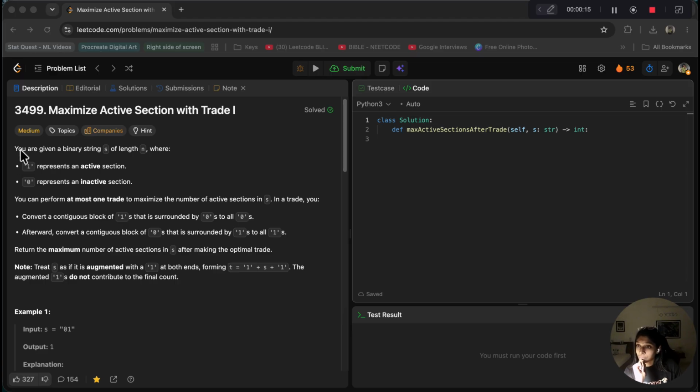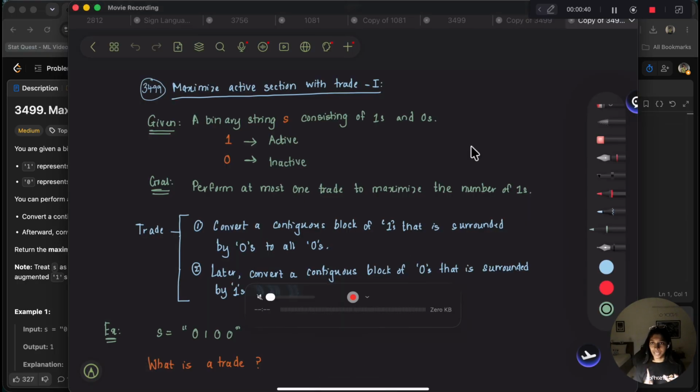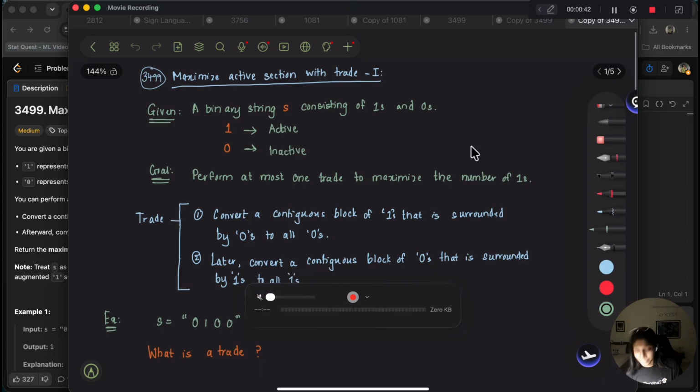All right, so it says you're given a binary string S of length n, where 1 represents an active section and 0 represents an inactive section. So you have to perform at most one trade to maximize the number of active sections in S. Okay, and they've given the definition of what a trade is, and they've given another condition of kind of peripheral ones that have to be added. So I'm going to go ahead and show this on my iPad so we can better understand this, okay?